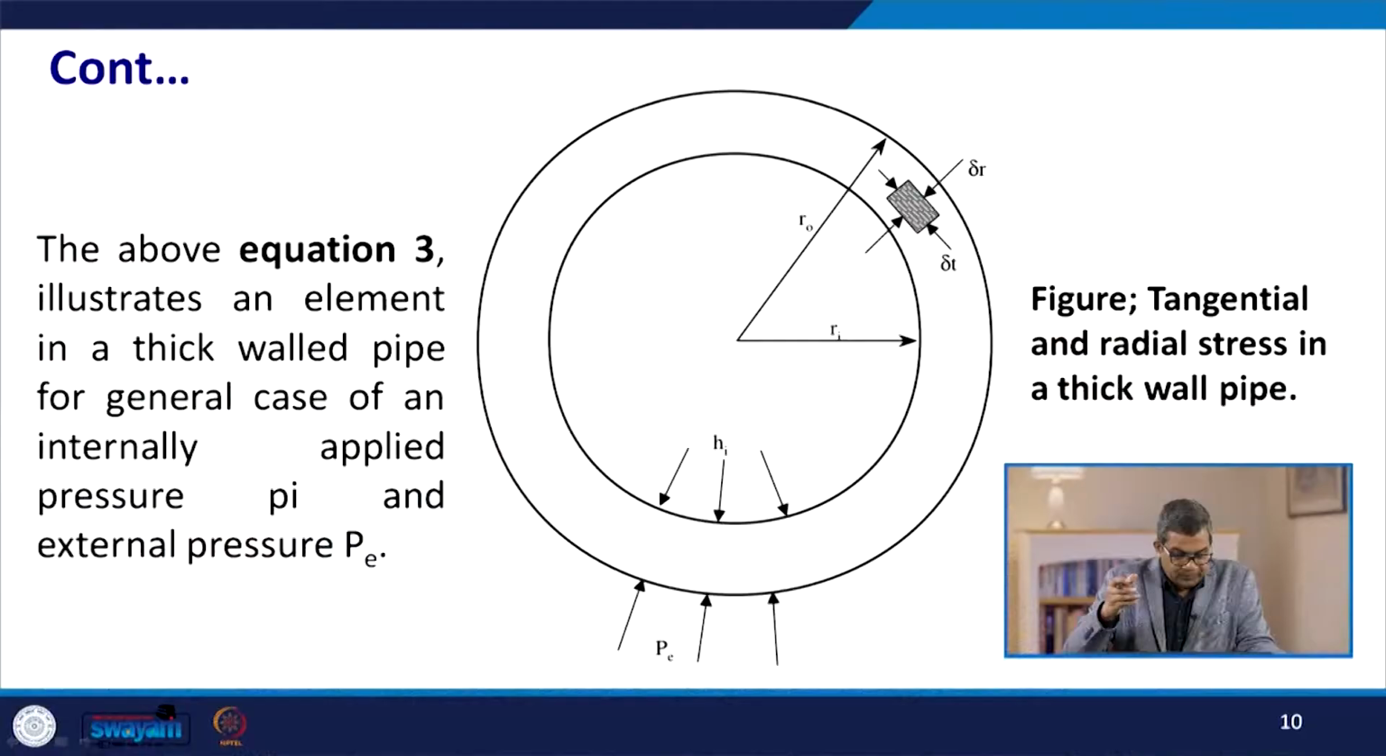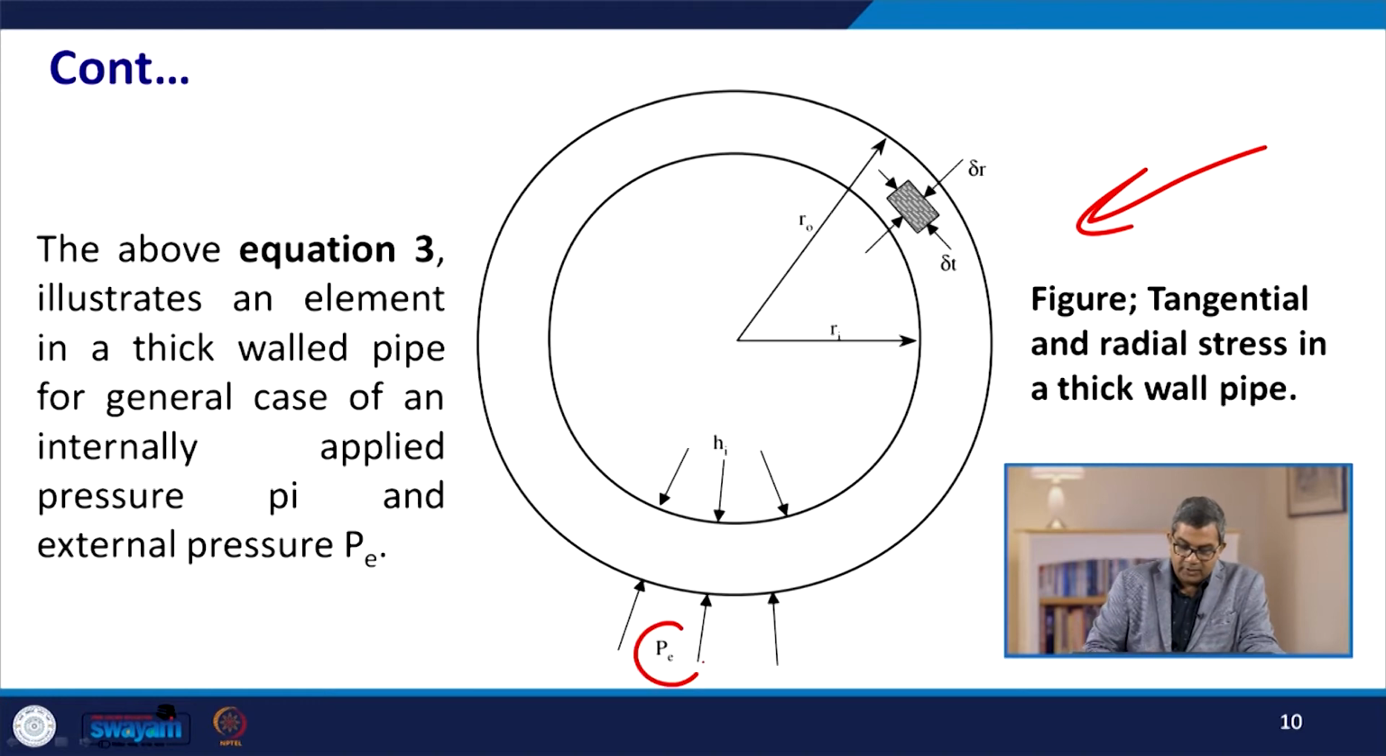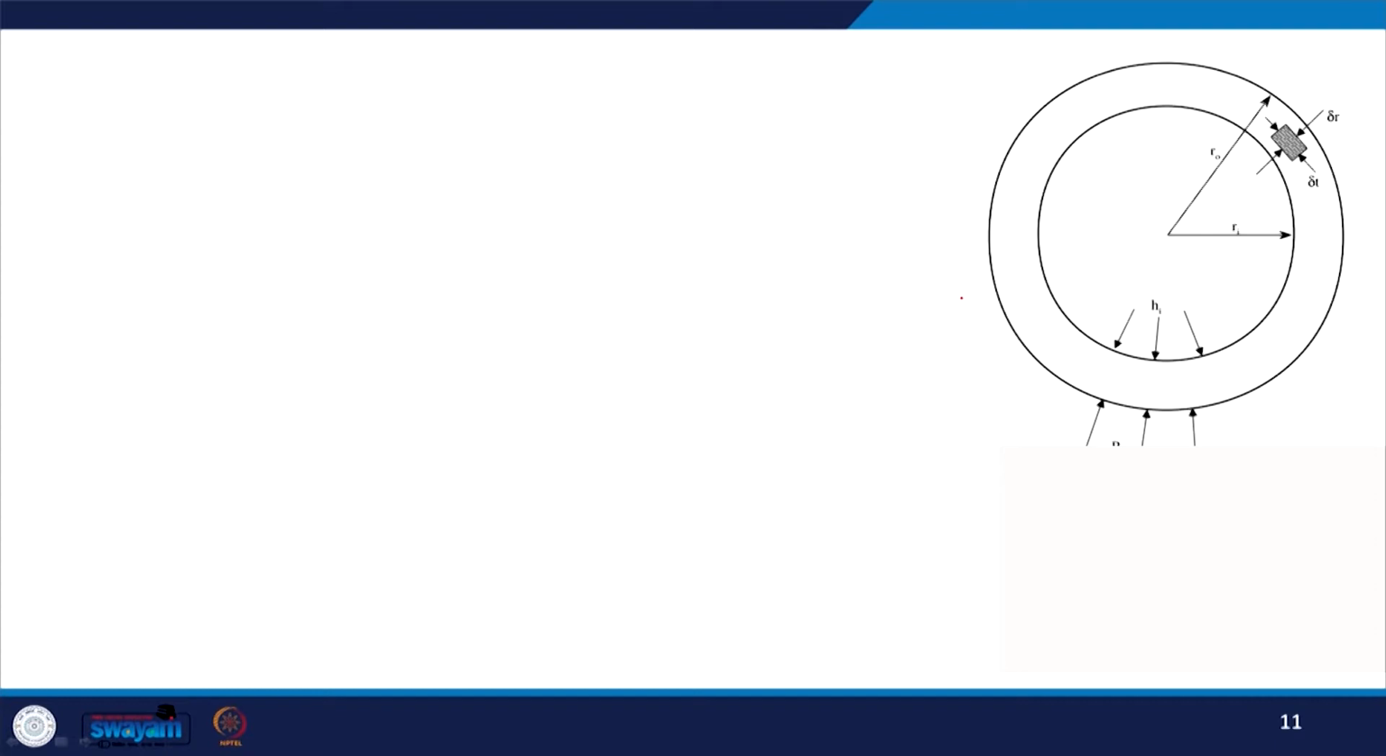Now, as we were discussing, this equation 3 illustrates an element of a thick walled pipe for the general case of an internally applied pressure Pi and an external pressure Pe. This figure represents the tangential and radial stress in a thick wall pipe. Here you see Pe, and this is the internal diameter, the internal radius.